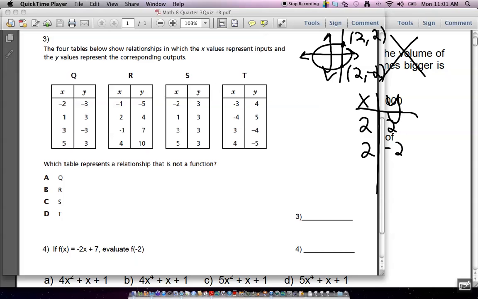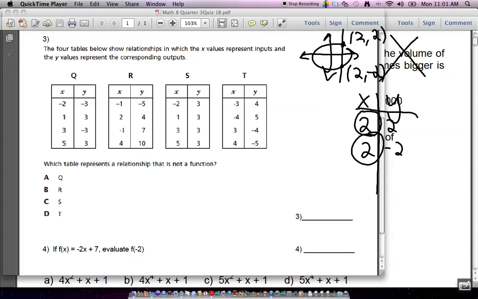Now, if I was to take the same information and rather than draw a graph, Jennifer, you with me here? Rather than draw a graph, I was to make a table, it would be (2, 2) and (2, negative 2). So notice, in a table, the one that's not a function is if the same number appears twice in the inputs. I don't care about the outputs. I only care about the inputs. Okay? So that's the one.